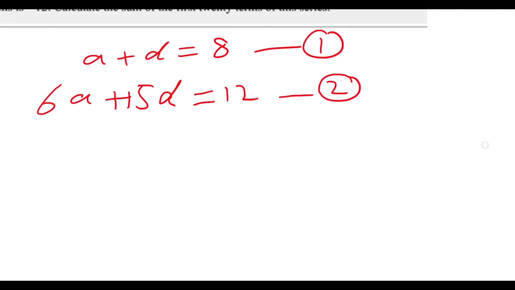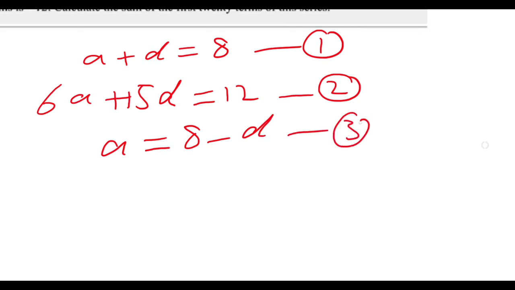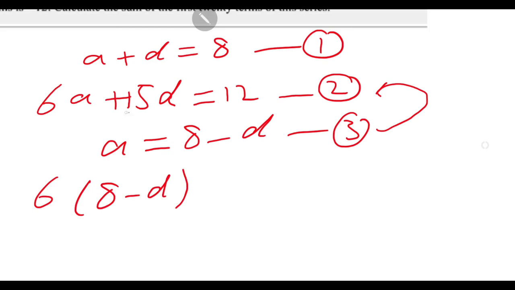Now I'm going to solve the system of linear equations. Even I can further simplify this one if I want to, even if I leave it like this, not a problem, the same answer is going to come. So from equation number 1 I can isolate a. So a is going to be 8 minus d. This is my number 3. This one I'm going to substitute into equation number 2. I'm using the substitution method. So this becomes 6 times, in place of a, 8 minus d, plus 15d is equal to 12.